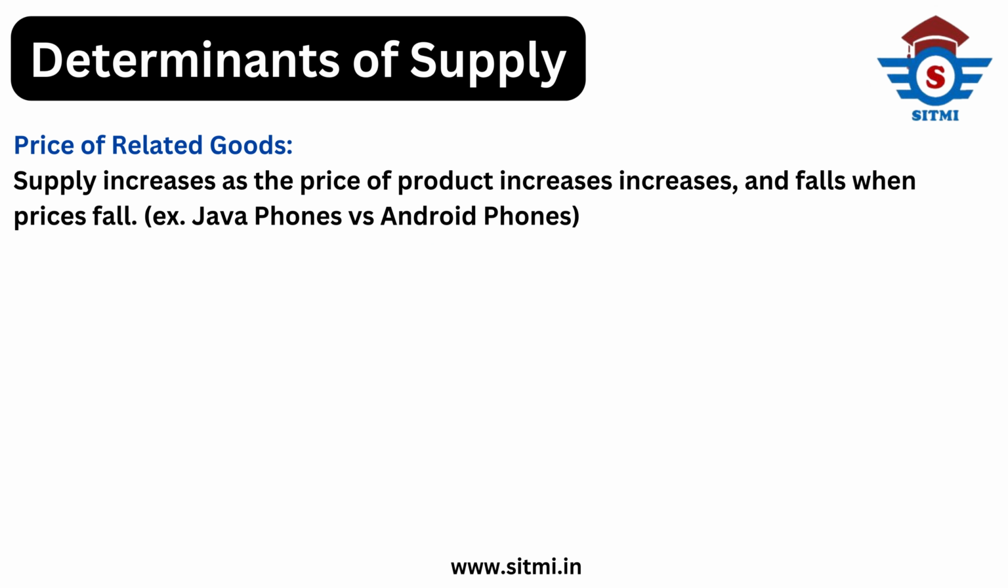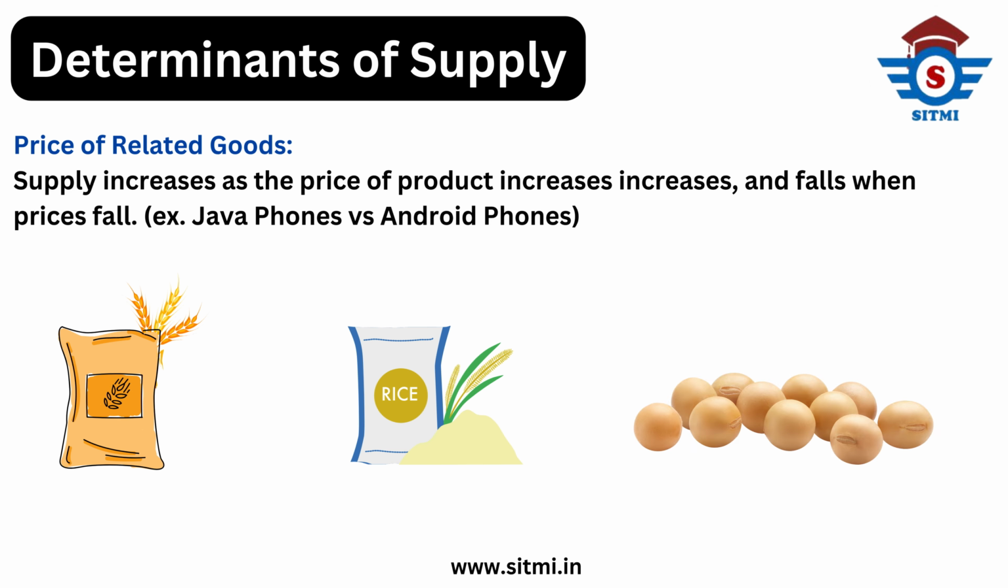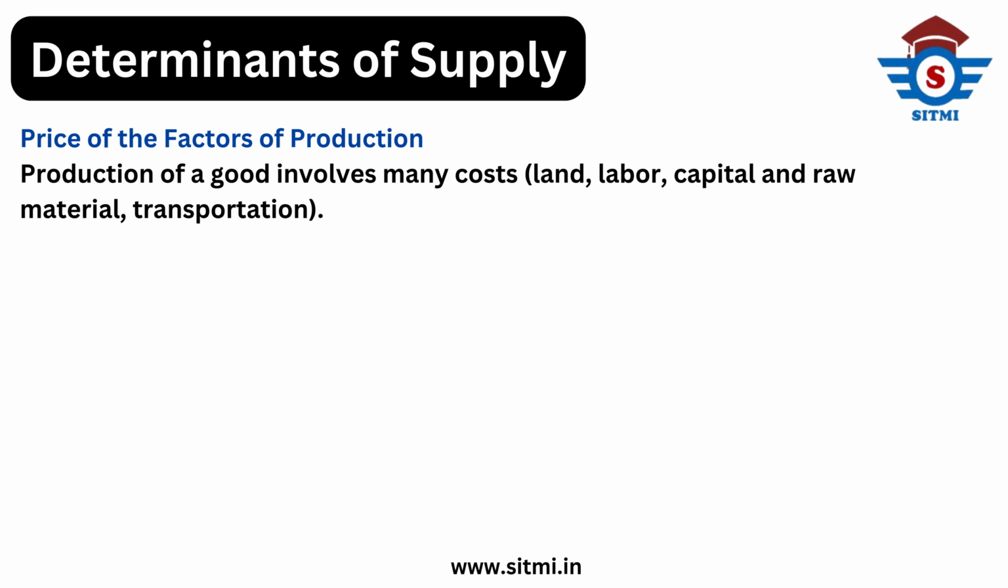We can take another example. Now let's consider that a farmer can produce wheat, rice and soybean at the same cost in his farm. Let's say that the price of wheat increases in the market, hence it becomes more profitable for the farmer to supply wheat as compared to rice and soybean. Hence the supply of wheat will increase from the farmer's side, whereas the supply of rice and soybean will be reduced in the market.